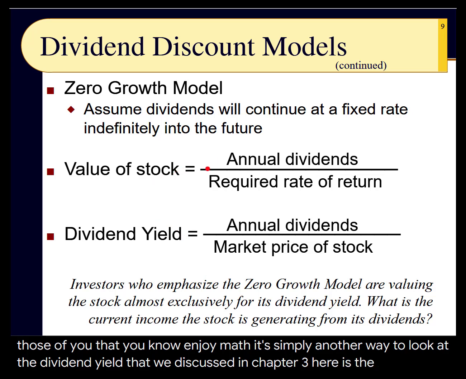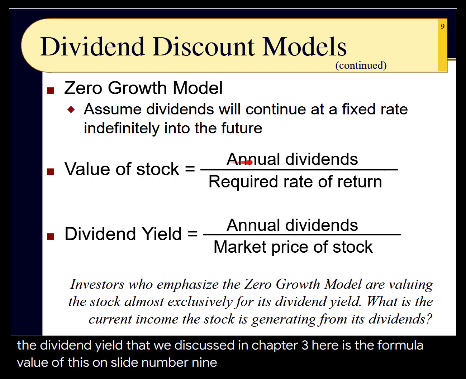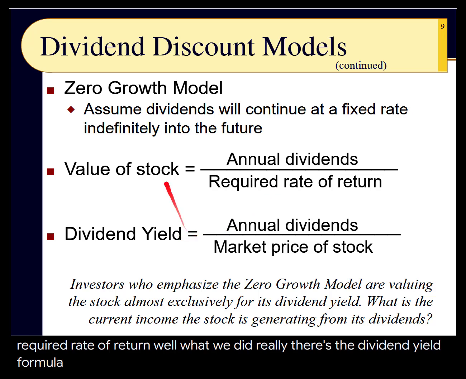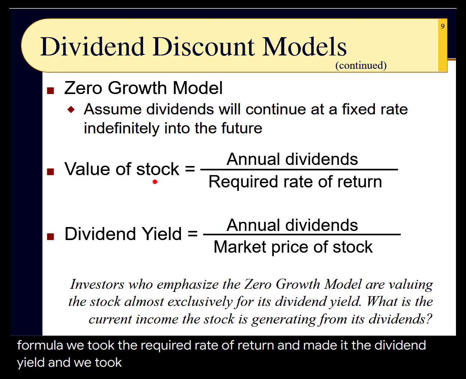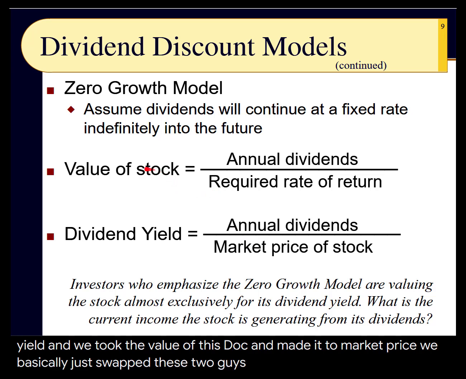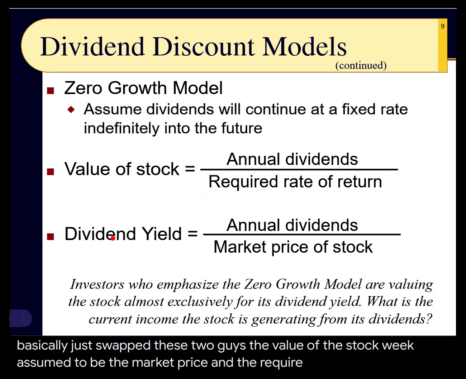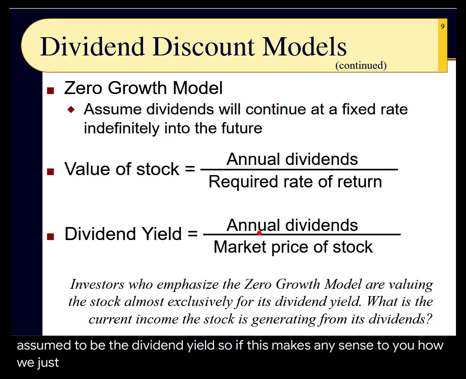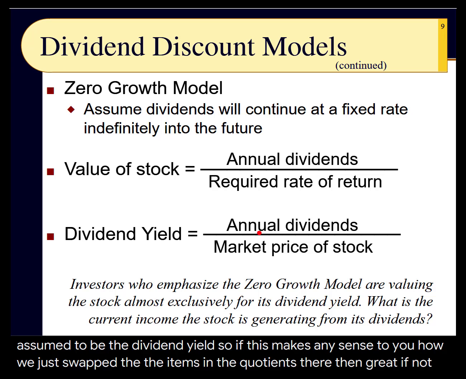Here is the formula, value of this on slide number 9. Annual dividends divided by the required rate of return. Well, what we did really, there's the dividend yield formula. We took the required rate of return and made it the dividend yield. And we took the value of the stock and made it the market price. We basically just swapped these two guys. The value of the stock we assumed to be the market price, and the required rate of return we assumed to be the dividend yield. So if this makes any sense to you, how we just swapped the items in the quotients there, then great. If not, just ignore it.